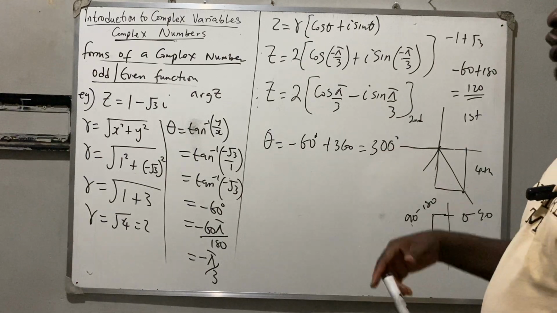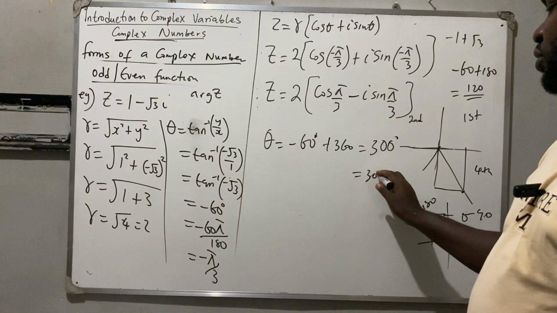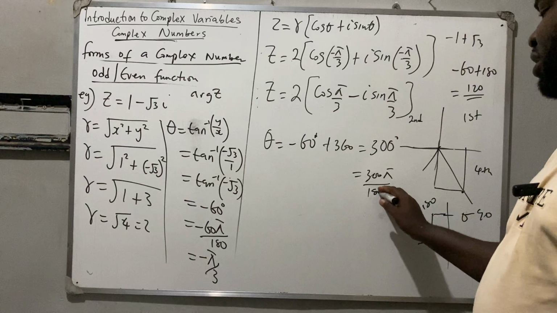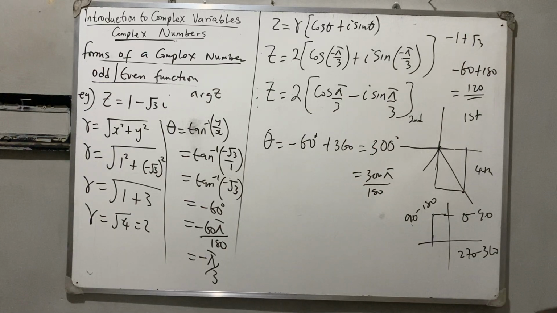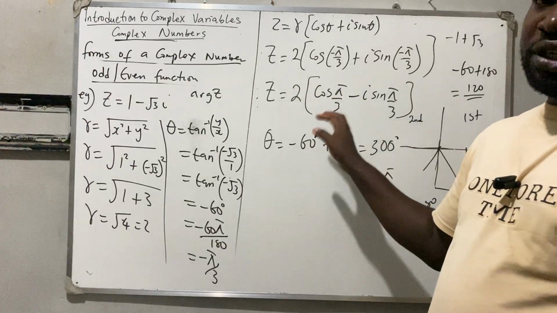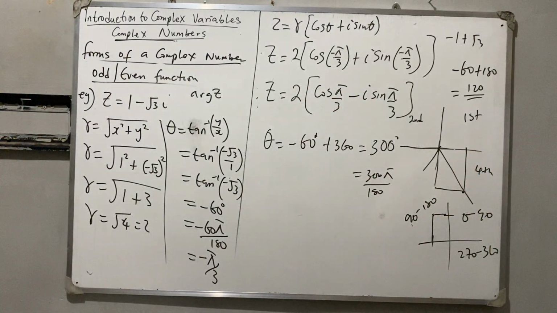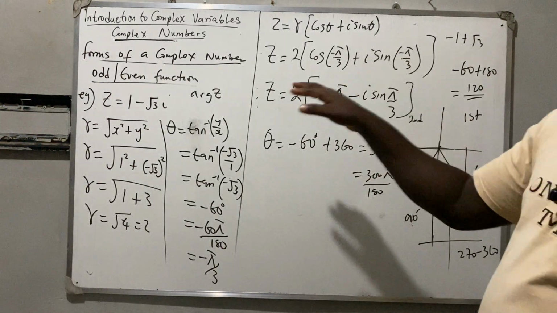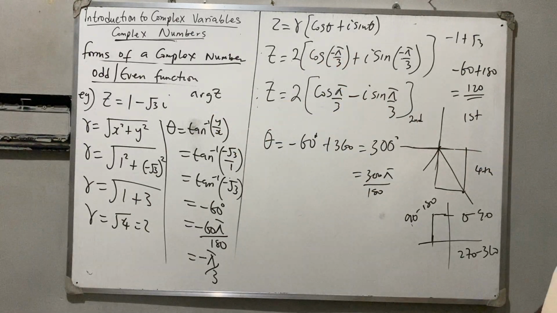Before that, you can now change it to radian. How do you change it to radian? 300, attach pi to it, divide by 180. Reduce these two to the lowest terms to change it to radian. So that is if you want your answer to be only positive, depending on the examiner. That's why I said the answer to that question can have 3 answers.